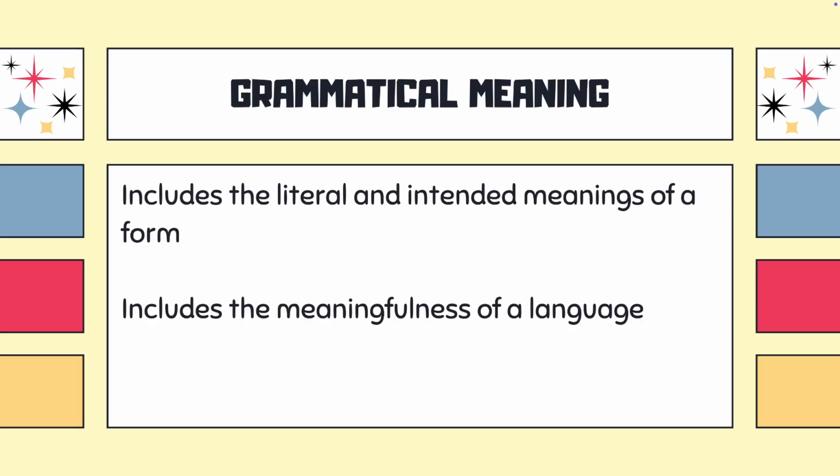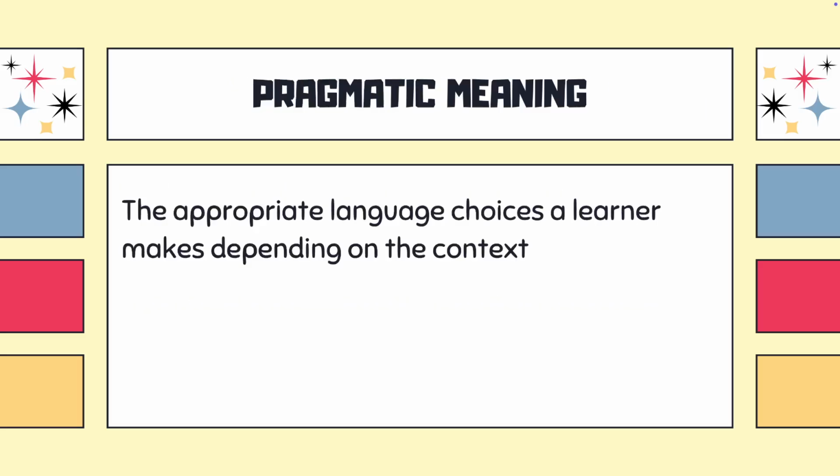Okay, grammatical meaning. So remember, we've got three types, right, of knowledge for grammatical knowledge. And the second one was meaning. So this includes the literal and intended meanings of a form. And it can include the meaningfulness of a language as well. Okay, and then we have pragmatic meaning. So as I mentioned before, this is the appropriate language choices a learner makes depending on the context.